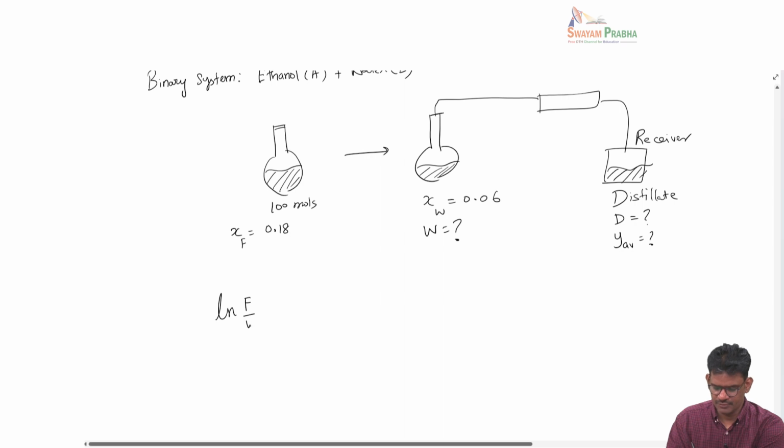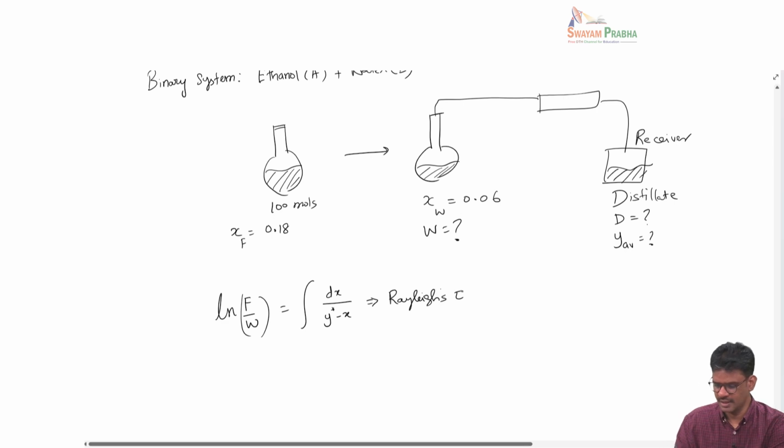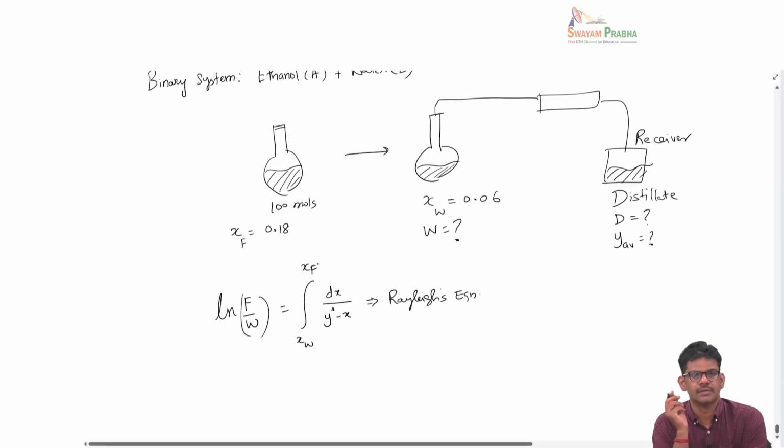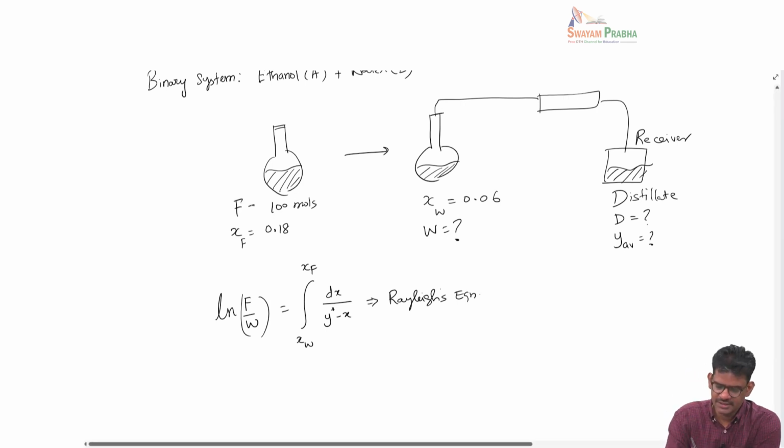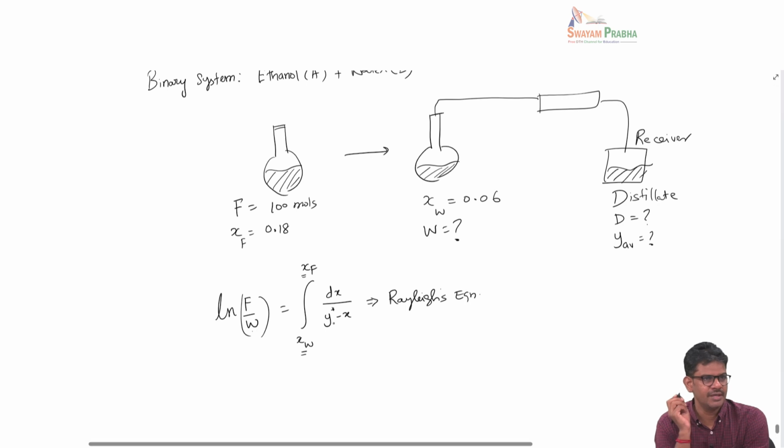So ln F by W is the integral of dx by (y star minus x). So this is actually Rayleigh's equation, and then if you have a constant relative volatility, then you can go further and you can get an analytical expression instead of doing this integral numerically. So you can see that the known quantities are: F we know, W we do not know. The limits XW and XF both are known, but we need to do this integral. Okay, so for this we need VLE data.